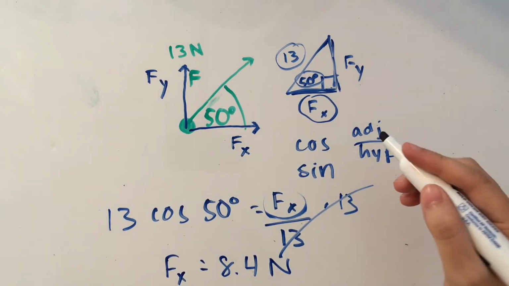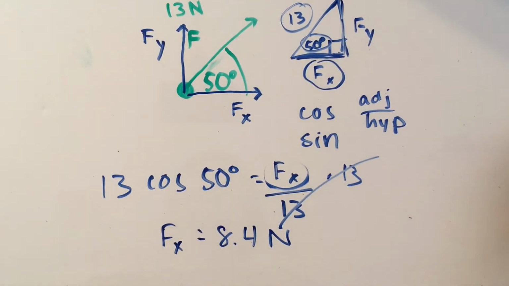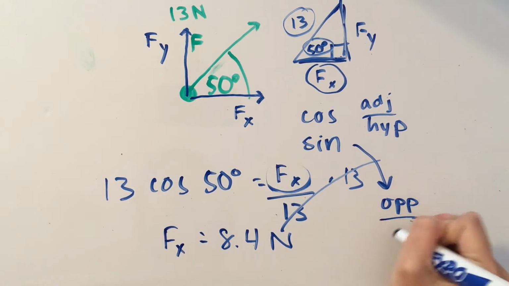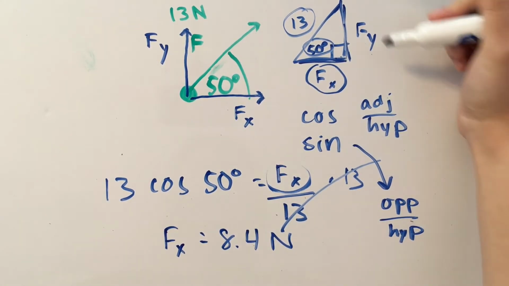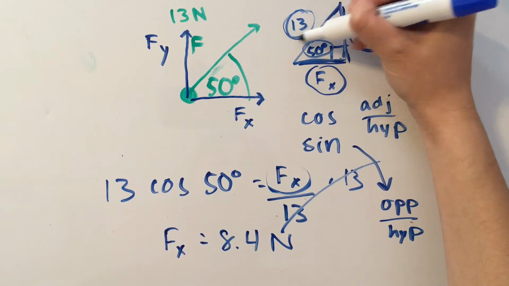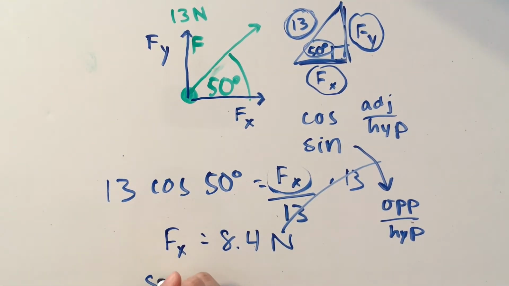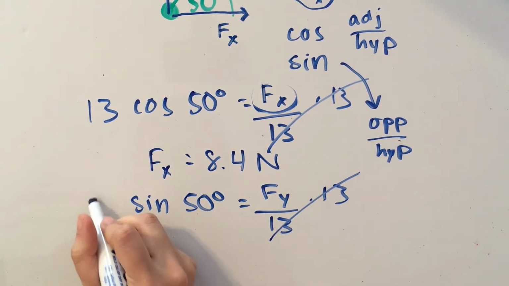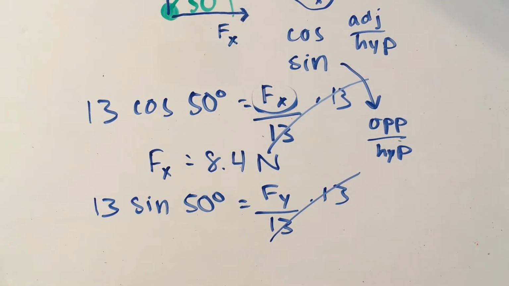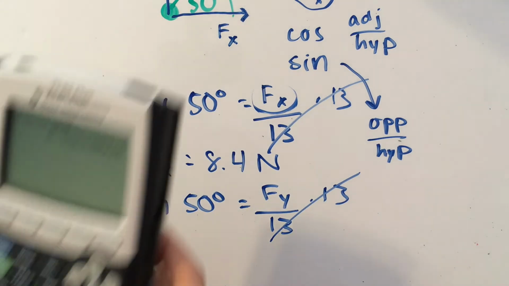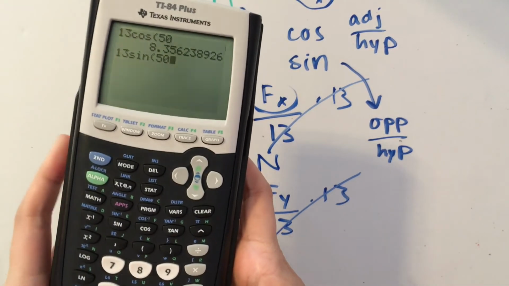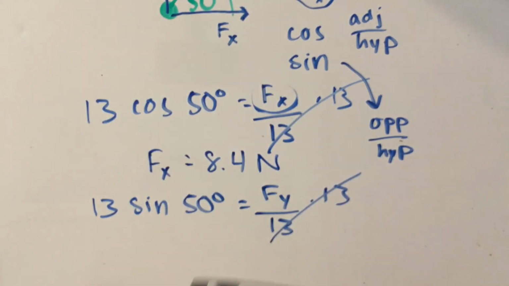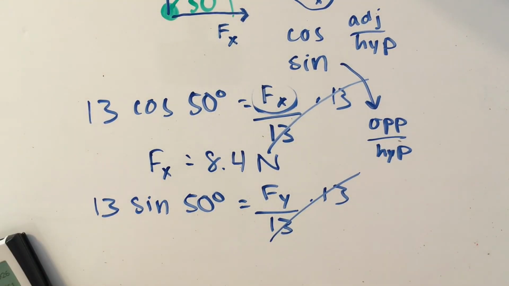And we can also do the same thing for our y component. So sine is going to be opposite over hypotenuse. So our y component over our hypotenuse, so the sine of 50 degrees. And again, we multiply by 13 on both sides. So our y component is going to be 13 times the sine of 50 degrees, or 9.96, or we could round that to about 10 newtons.